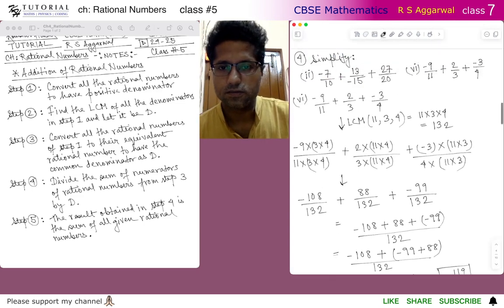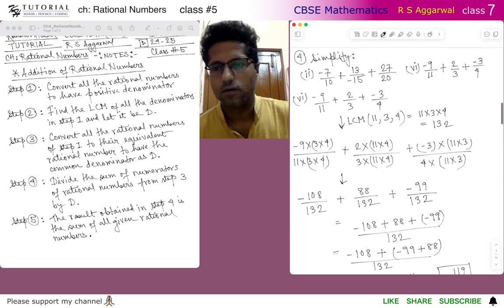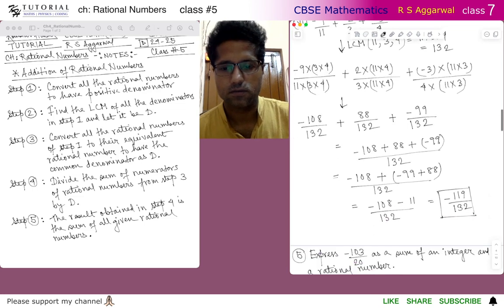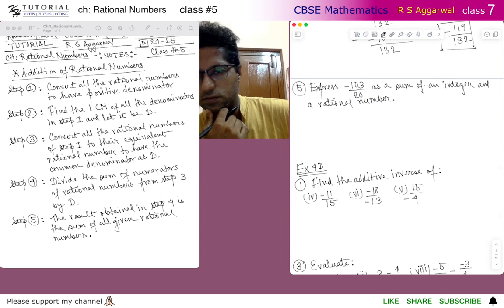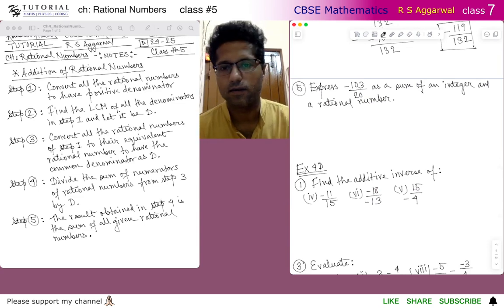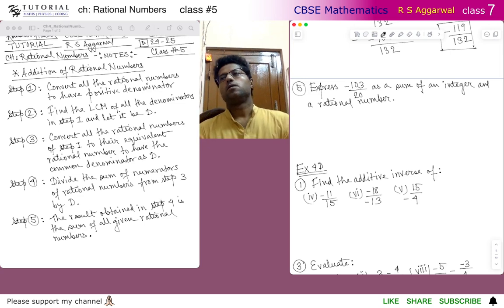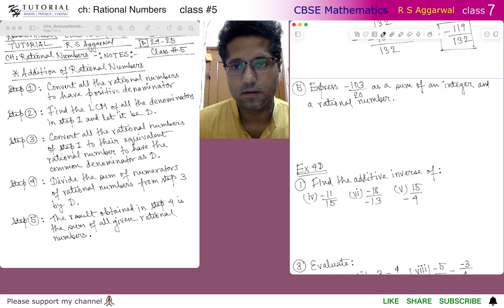So this is question number 4, where we do a simplification of addition of multiple rational numbers. Okay, question number 5. It says express the rational number minus 103 by 20 as a sum of an integer and a rational number. Now, sum of an integer and a rational number. Okay, so it is minus 103 by 20.